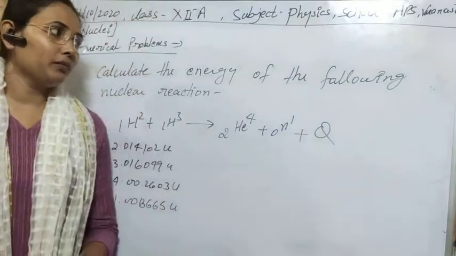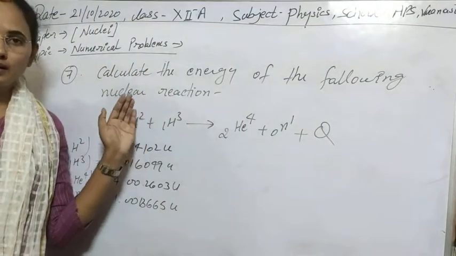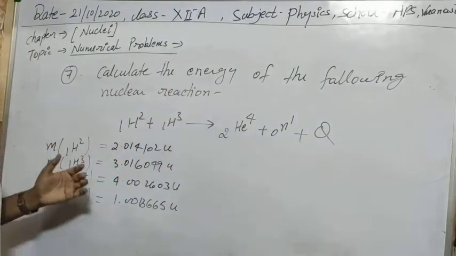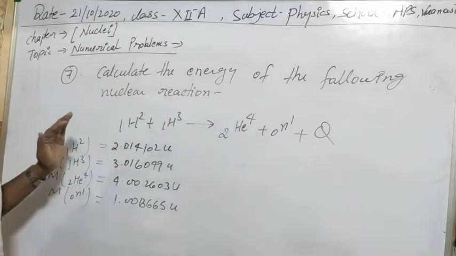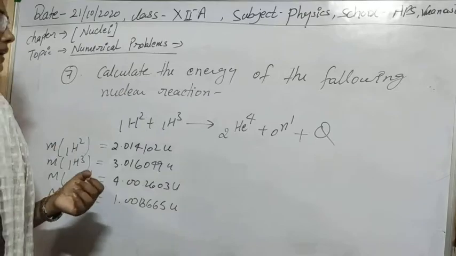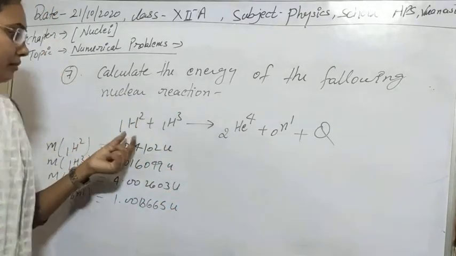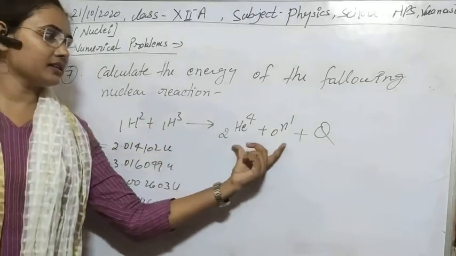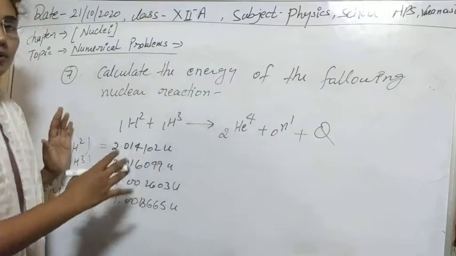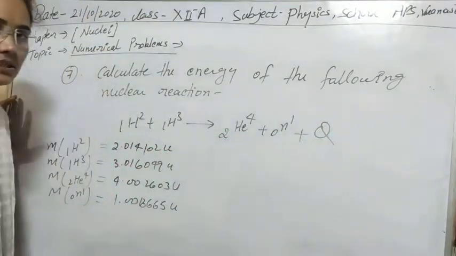So there is one more problem I have taken, that was already asked in a board examination. That's why I want to discuss it here also. In this numerical, we have to calculate the energy of the following nuclear reaction. The nuclear reaction is already given: 1H2 plus 1H3. Here nuclear fusion is used, and this is a problem of nuclear fusion, and we have to calculate the amount of energy released from here.